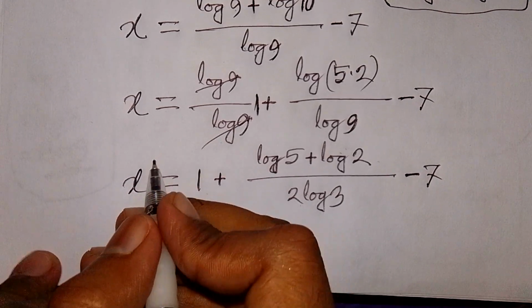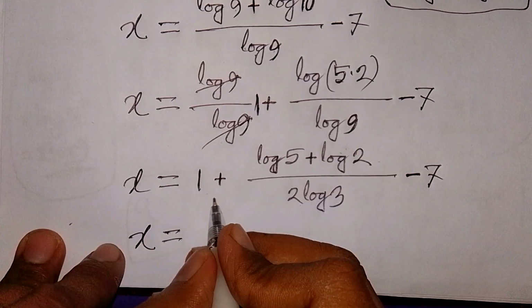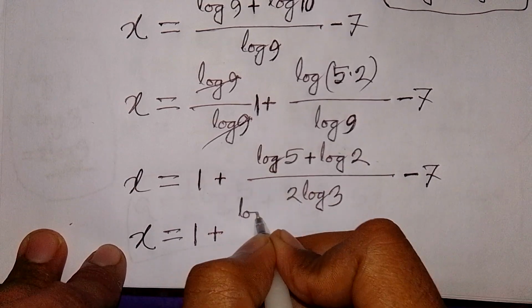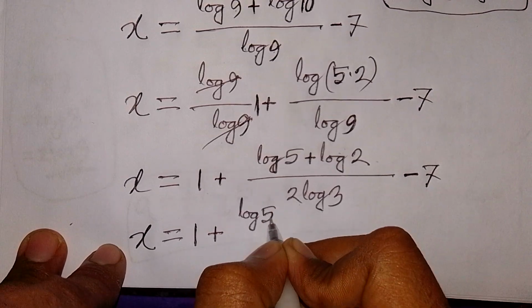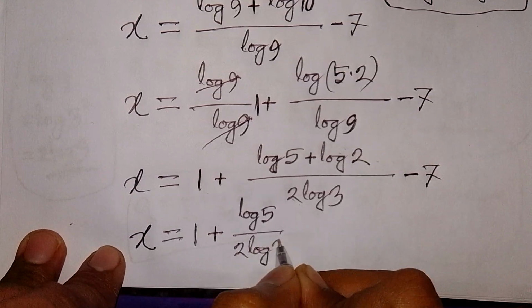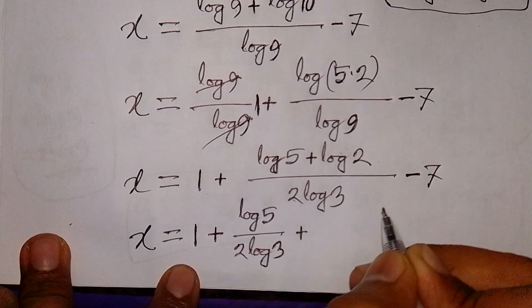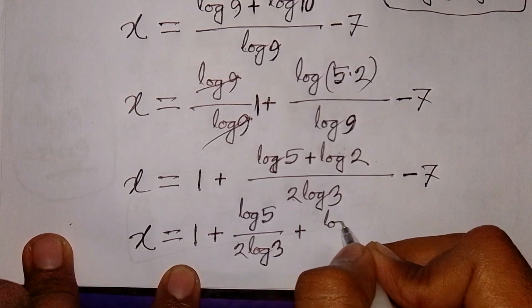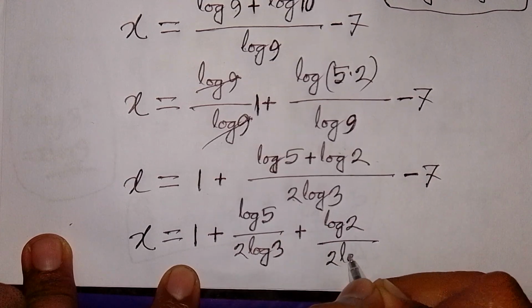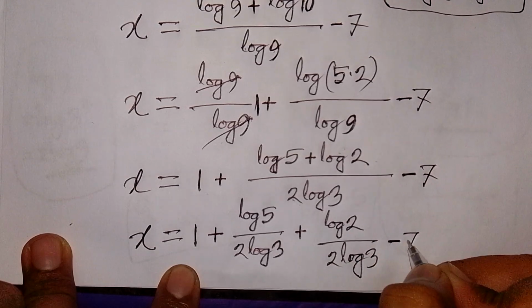In the next step, x will be equal to 1 plus log 5 over 2 log 3 plus log 2 over 2 log 3. Then here minus 7.